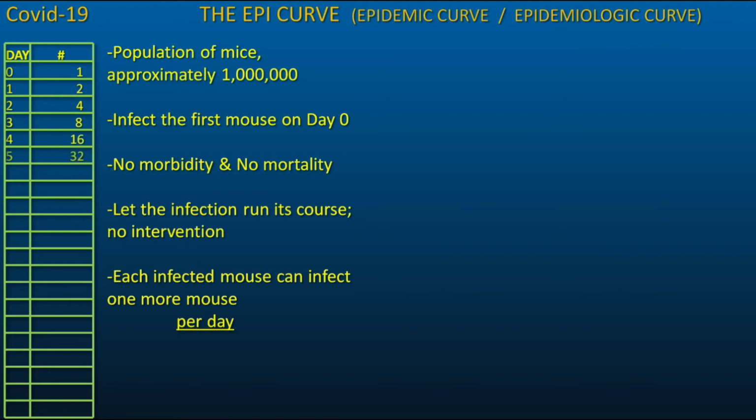By the end of day 5, 16 makes 32. By the end of day 6, 32 more makes 64, and so on and so forth until we get to day 20, when all 1 million mice will have been infected.